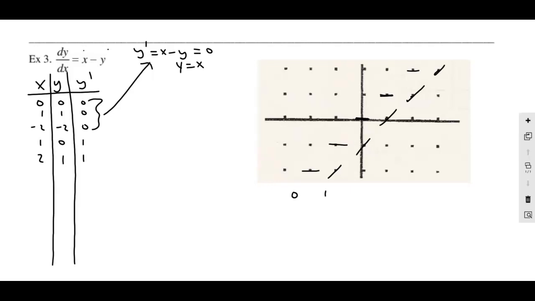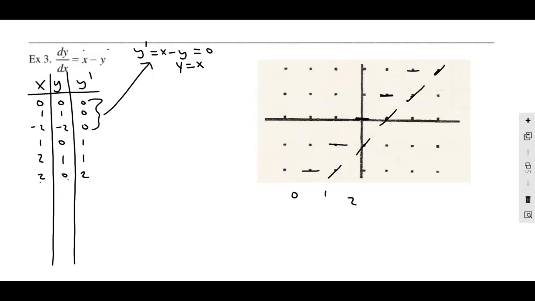But everything on that first diagonal had a slope of 0. Everything on that diagonal has a slope of 1. Let's just test this one. Here, that's the coordinate point 2, 0. x minus y, 2 minus 0 is 2. So everything on that next diagonal is going to have a slope of 2. So let's look at trying to connect those two.